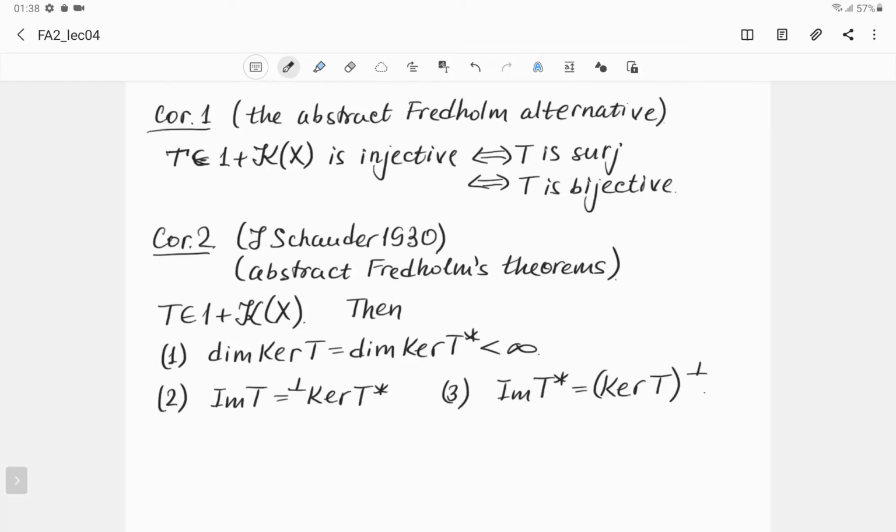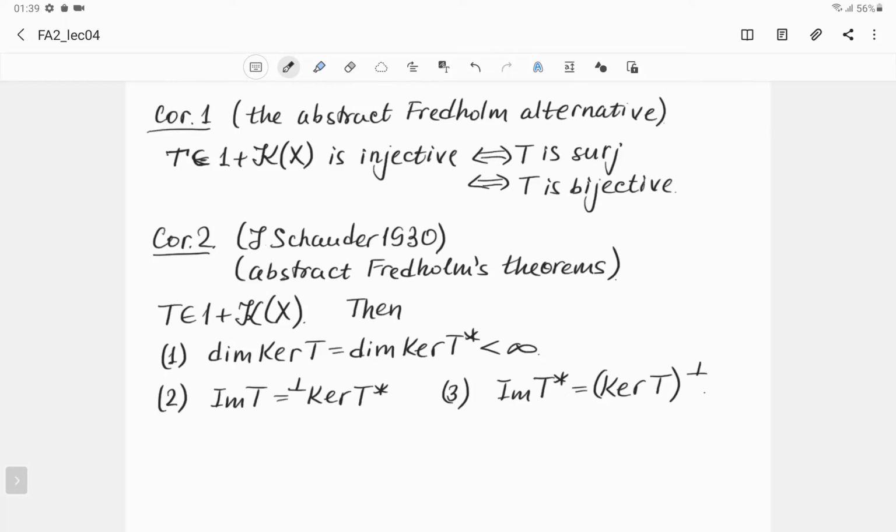Well, from our point of view, this is indeed a trivial corollary of the Riesz theorem, because we know that T is Fredholm of index 0, and we have proved at the previous lecture that the index of any Fredholm operator is the dimension of the kernel of T minus the dimension of the kernel of T star. So part 1 of corollary 2 means precisely that T is Fredholm of index 0.